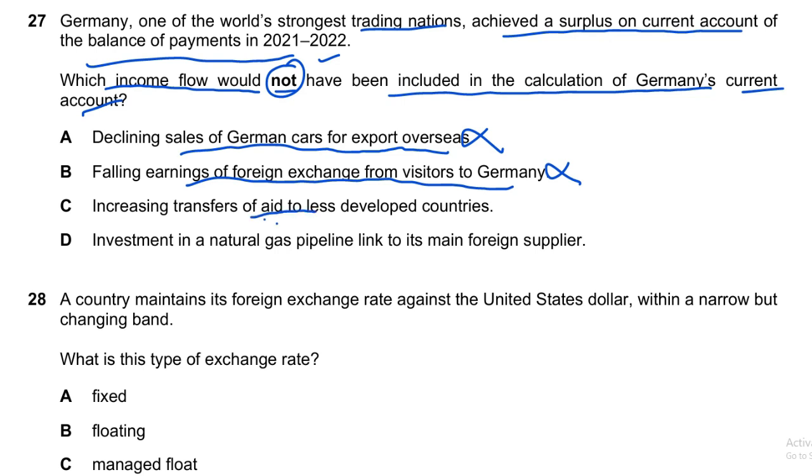Next is increasing transfer aids. Transfer payments and aids are part of secondary incomes, and they are included in the current account. So the right option, the left one, is option D, and option D says investment in natural gas pipeline linked to its main foreign suppliers. So investments are part of the capital instead of the current account of the balance of payments. There are three accounts mainly: the current account of the balance of payments, the capital account and the financial account. So investment is not part of the current account, it is part of the financial account rather, not the capital account, please. So option D is the correct answer.